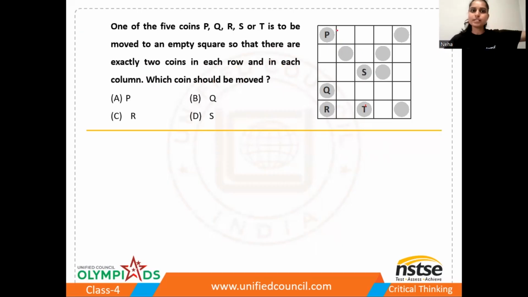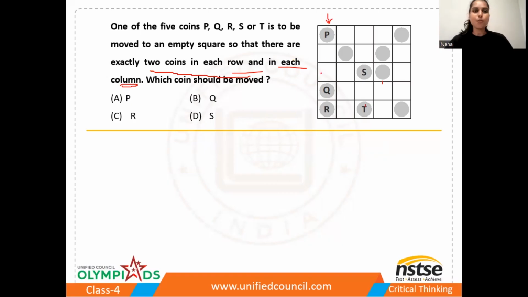In the diagram you can see some empty spaces are there. You can see these spaces are empty. So what we have to do is move 1 point so that we can have exactly 2 points in each row and in each column. Correct? Perfect. So, my dear students, if I talk about this column, then in this column we have 3 points.